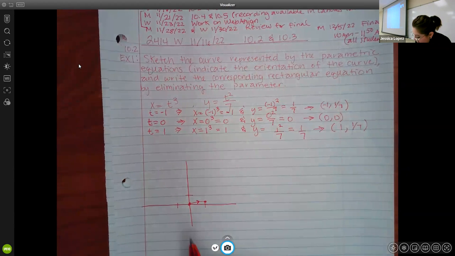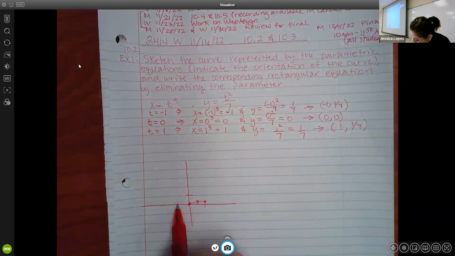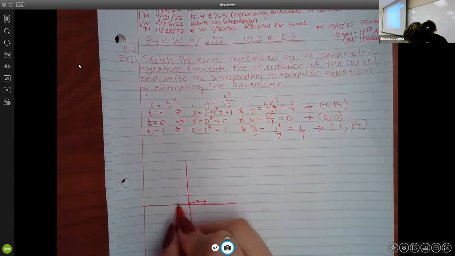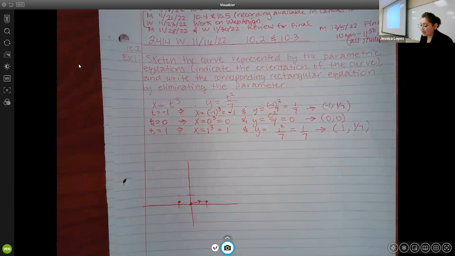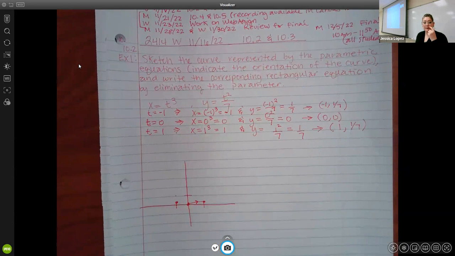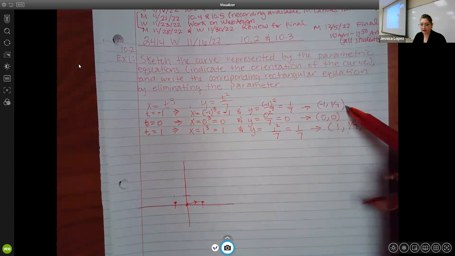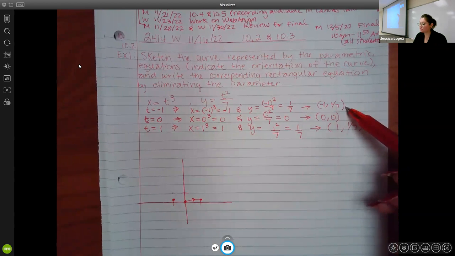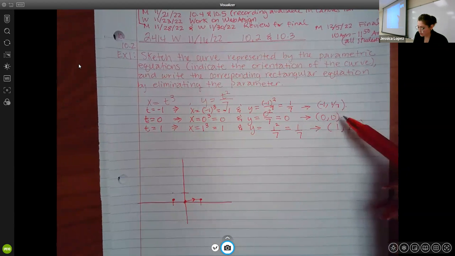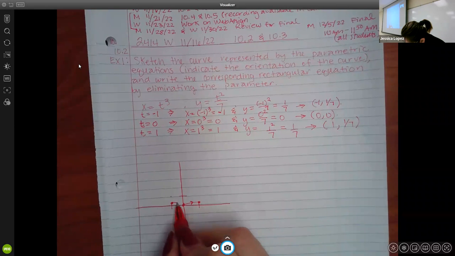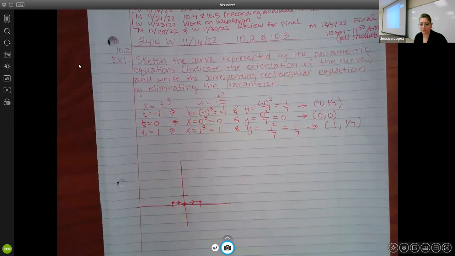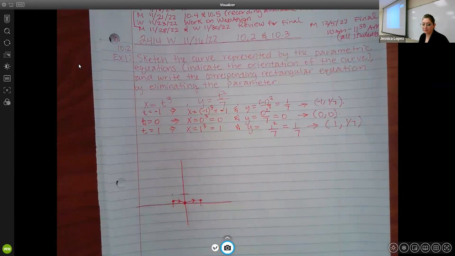So it's actually negative 1 for x and 1 seventh, which is like right there. But again, t equal to negative 1 occurs before t equal to 0, which means I'm going from this point, negative 1, 1 seventh, to the point 0, 0. So when I connect these, I have to make sure that the arrow goes in that direction, okay?